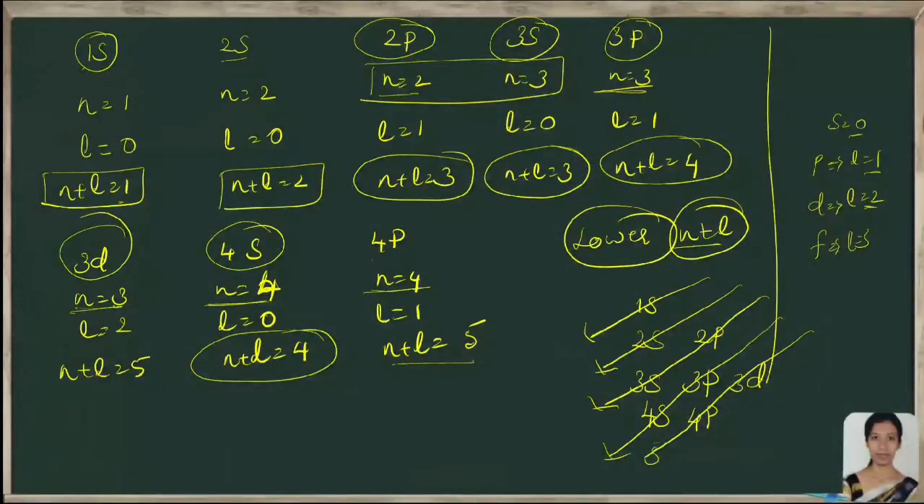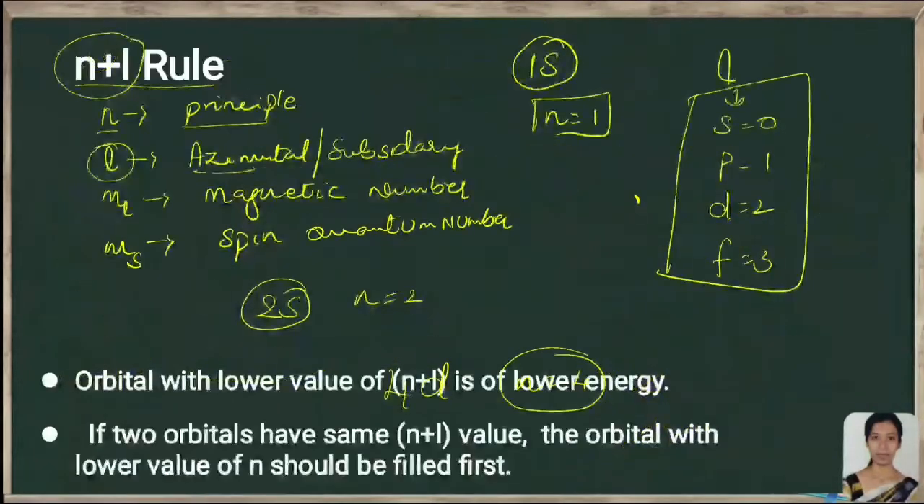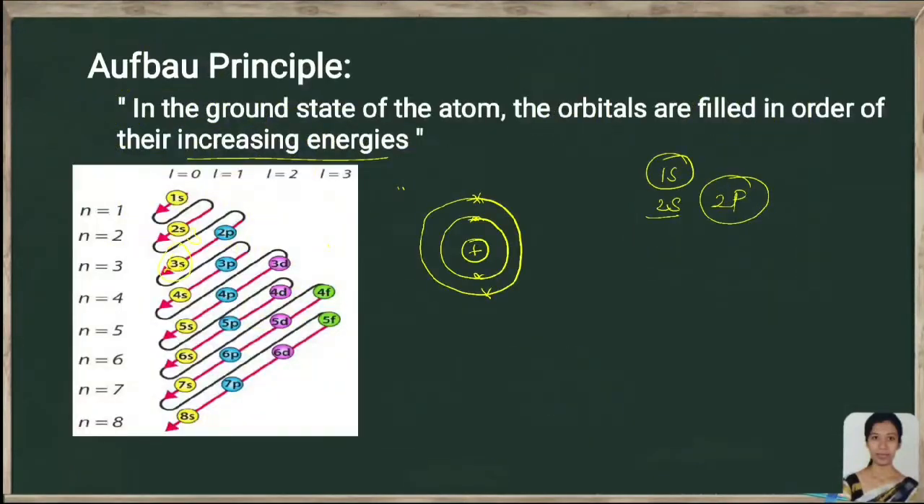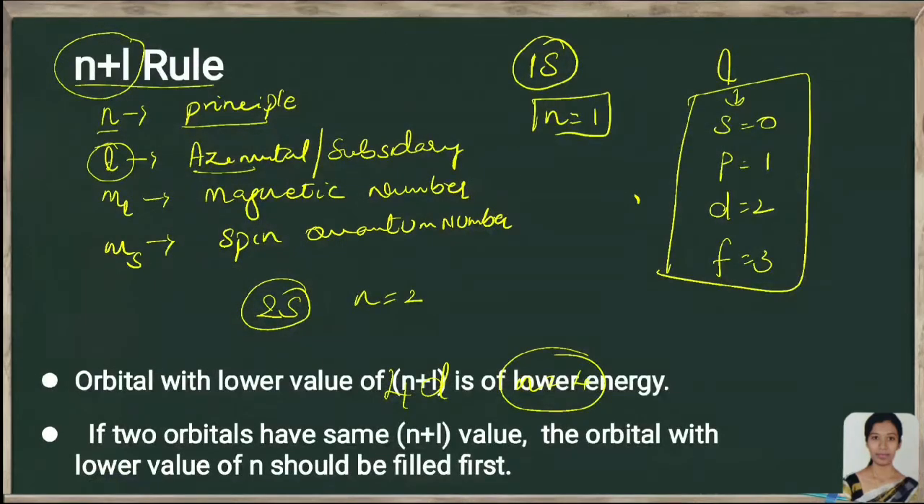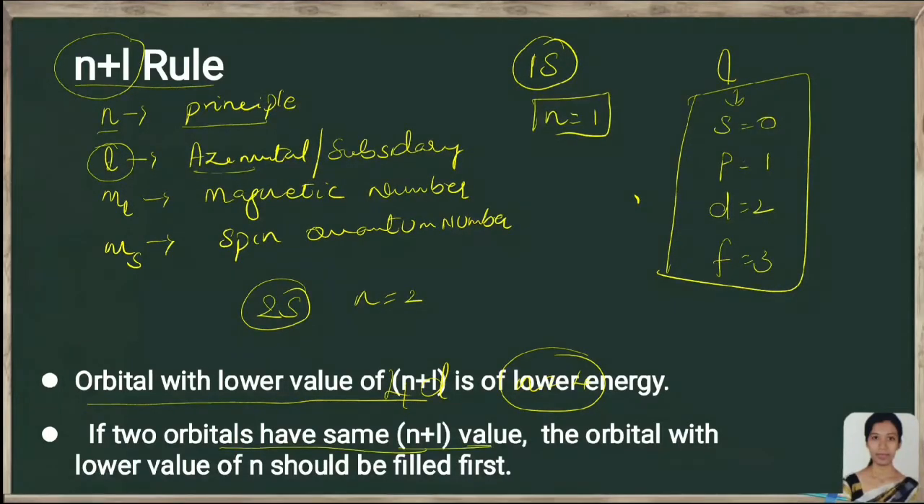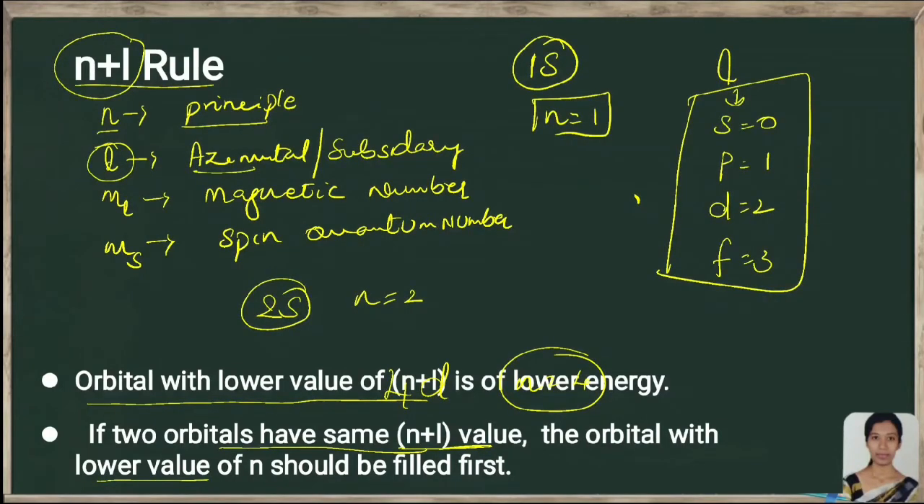Here you will get the 5s orbital. That is given in this diagram. You can see here, in this diagram, 1s orbitals will be filled first, then 2s, then 2p, 3s, 3p, 4s, 3d. In this way, electrons should be filled. We should consider the lower value of N plus L. If two orbitals have the same N plus L value, then the one with the lower value of N should be filled first.